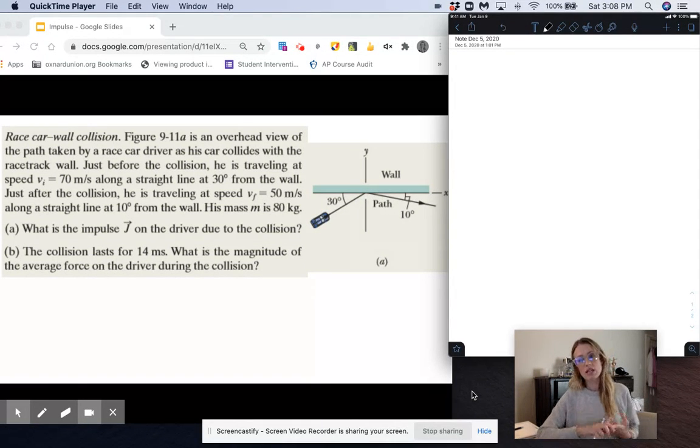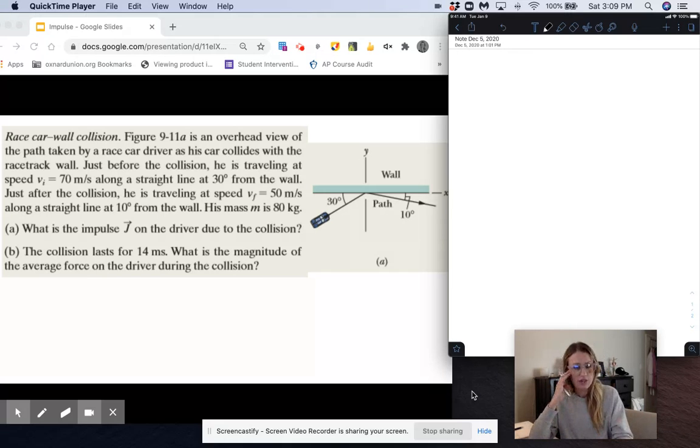Now we know two equations for impulse. We know that impulse is force times time, and we also know that impulse is a change in momentum. Here we're not given force. We have to find that for part B. So because we're not given force, we can't use force times time to find impulse for part A. But we are given a mass, an initial velocity, and a final velocity. So we can find impulse from the change in momentum.